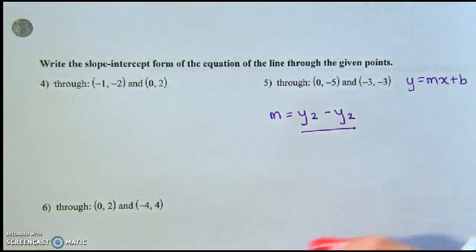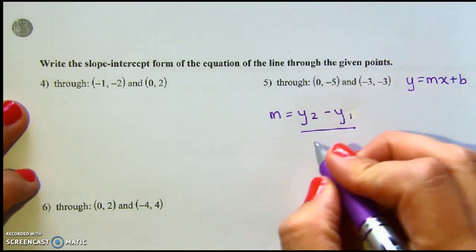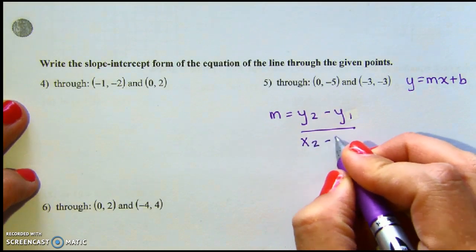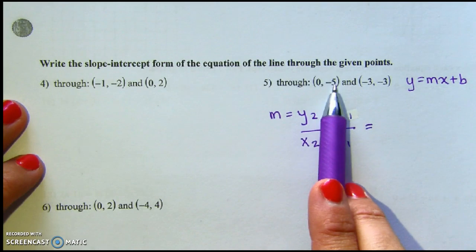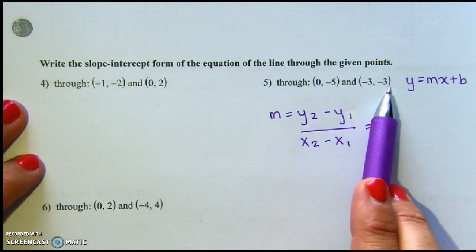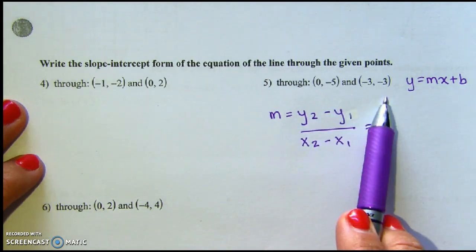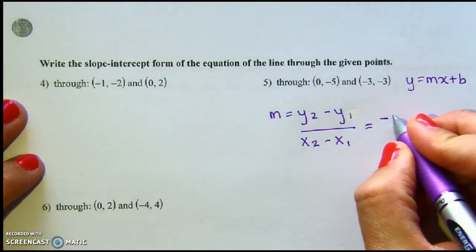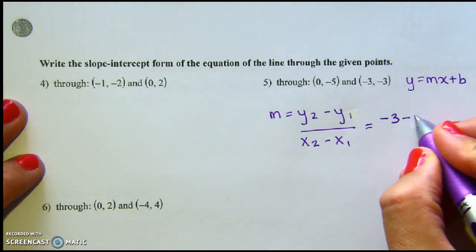Oh, I made a mistake, but I'm going to fix it with my eraser. y2 minus y1 over x2 minus x1. So this goes x and y, and this is the first point. x, y, that's the second point. So tell me what the second y value is out of these 4 numbers. The second y value is -3 minus the first y value, which is -5.